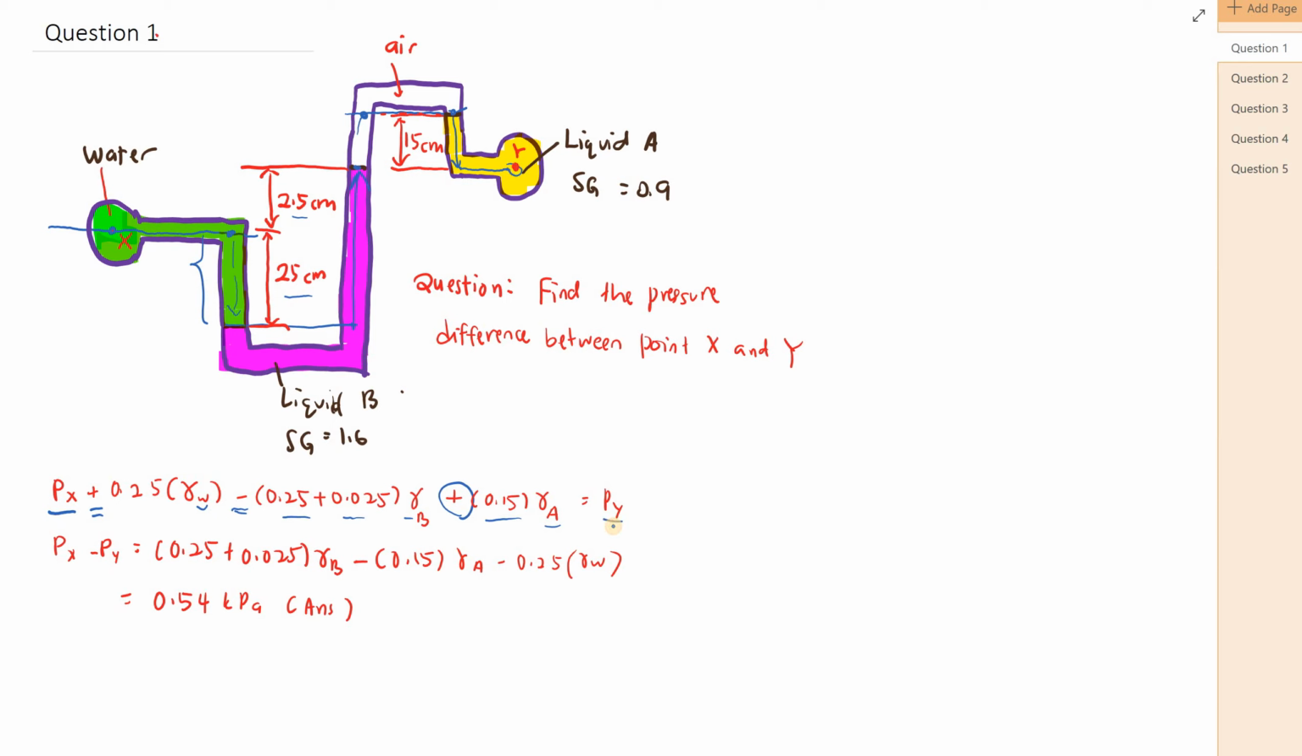So we rearrange the equation Px minus Py. Move the Py to your left hand side. Solve for the equation. Then you can get the answer 0.5 kilopascal. This is the final answer.